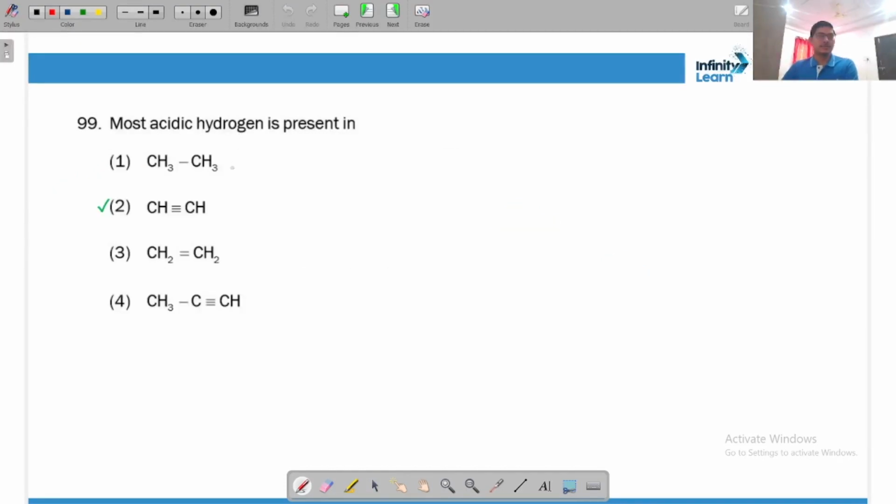Most acidic hydrogen, right? Here you'll have to see the electron withdrawing nature. So this is sp3 and this is sp2, right? And here we have an electron donating methyl group, but here we don't have any such group. So this is the most electronegative, sp. So that will be the most acidic hydrogen.